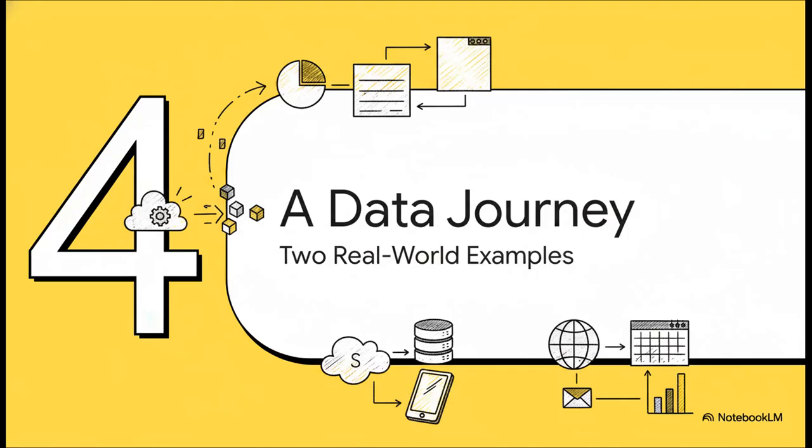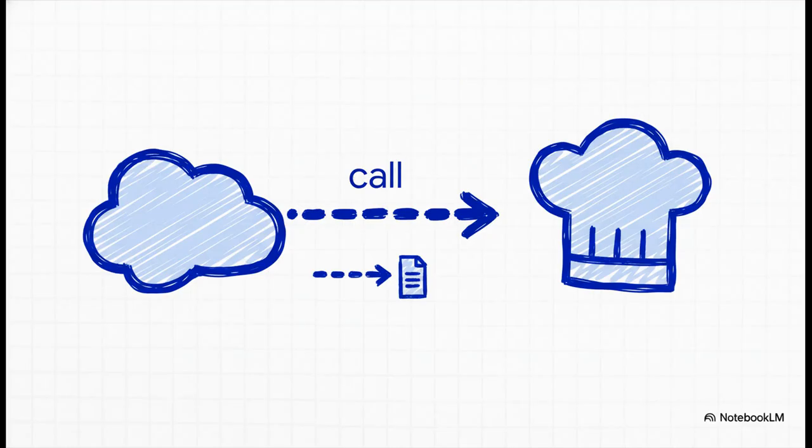All right, enough theory. Let's see how all of this actually comes together in the real world. We're going to follow the data on a couple of common integration journeys. So for our first trip, we're going to do something pretty common, but super useful. We're going to watch as Salesforce reaches out to a totally separate external service, in this case, a recipe API called Spoonacular, to pull some helpful info right into our Salesforce org.